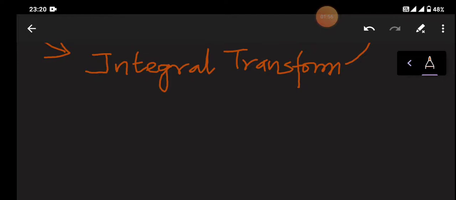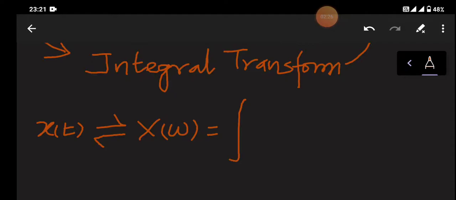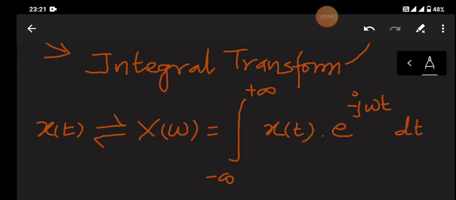If we are having a signal x(t), this signal can be transformed to the frequency domain. Meaning whatever signal we have in the time domain, we can write it in the frequency domain through this integral transformation. If the signal is non-periodic also, we use integration from minus infinity to plus infinity of the signal x(t) multiplied by e to the power minus j omega t dt. So through this transformation we can write our Fourier transform.